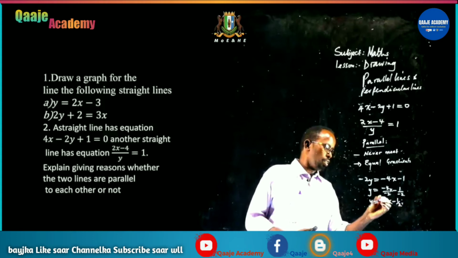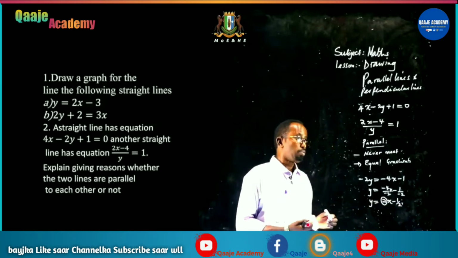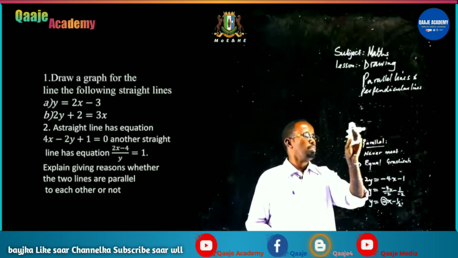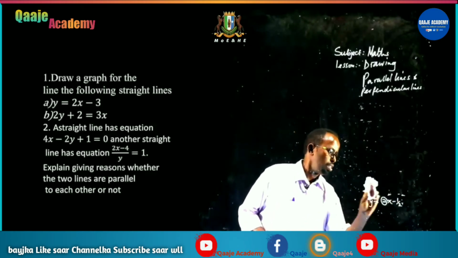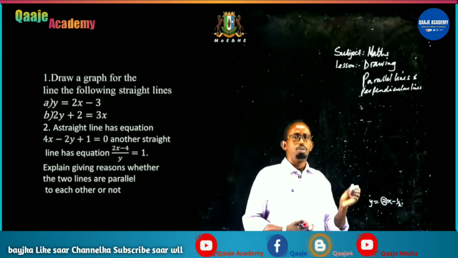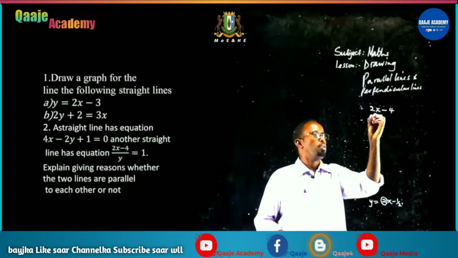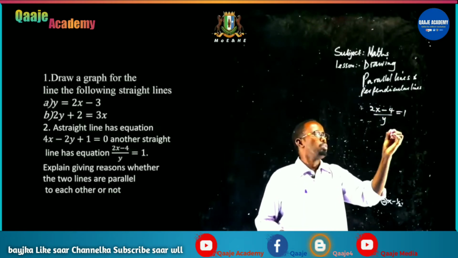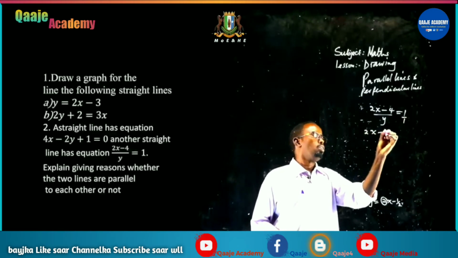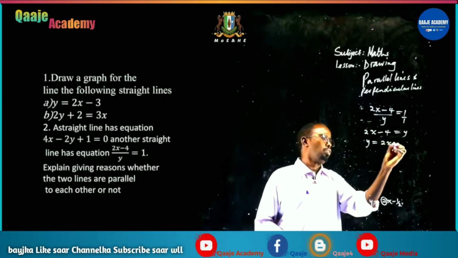So the gradient of the first line is 2. The gradient of the second line: we have 2x minus 4 divided by y is equal to 1. We cross multiply. So this will be 2x minus 4 is equal to y. Therefore, y is equal to 2x minus 4.